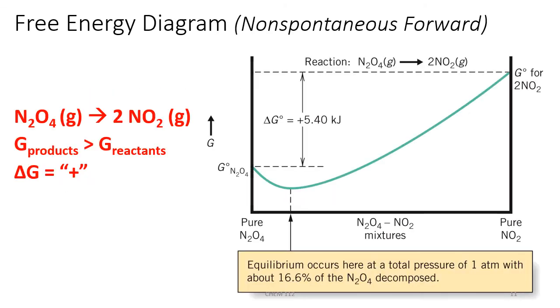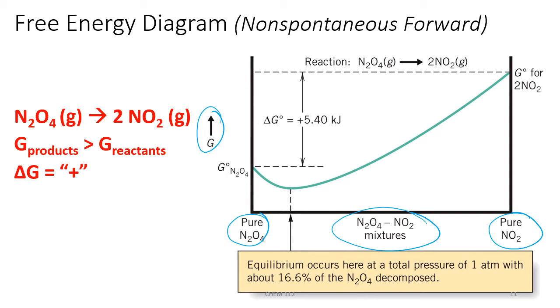First, we're going to look at the free energy diagram for a reaction that is non-spontaneous as written. The reaction is the decomposition of N2O4 breaking down into 2 moles of NO2. On the y-axis, we have the Gibbs free energy, and on the x-axis, we have our reaction mixture composition. Over on the left, we have pure N2O4, and over on the right, we have pure NO2.